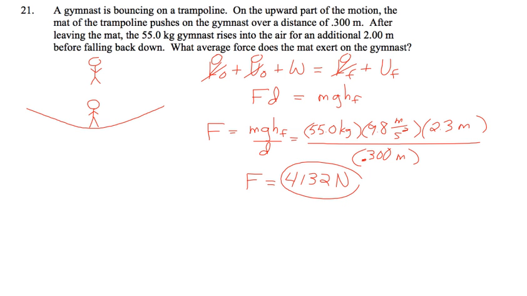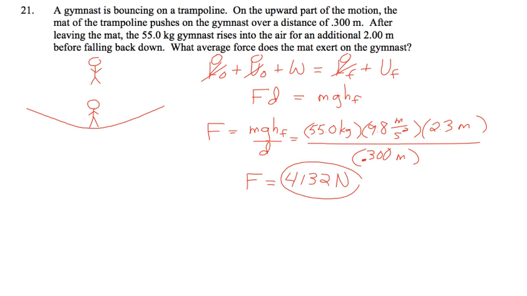What that tells me is that at the fully compressed mat, when the gymnast was fully compressing the mat, this number was actually 8,264 right there. At that moment in time, it would be 8,264, and then it loses it, and when it's moved 0.3 meters up, it will be 0. So the average between 0 and 8,264 is 4,132, because that's the average force. All right? So now that I have that answer, let's see how much time I have.